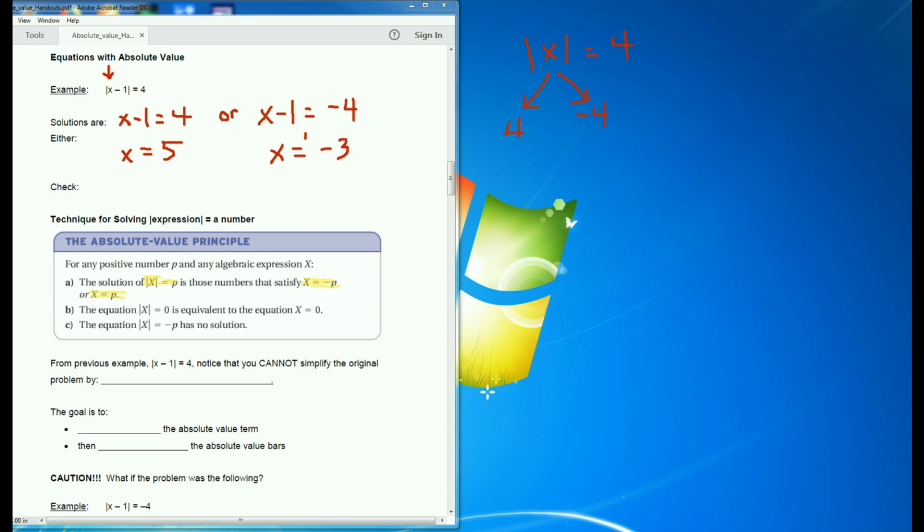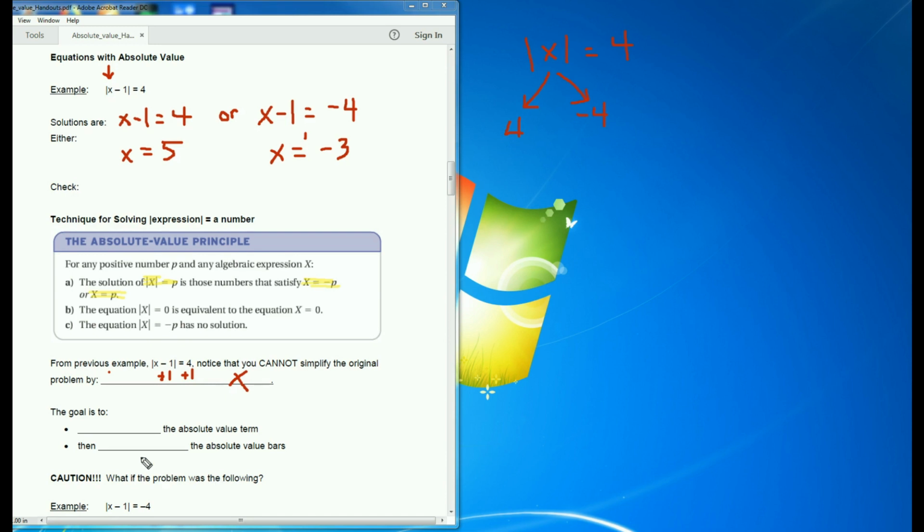So one comment is on what we just solved, absolute value of x minus 1 equals 4. Okay, you cannot start trying to simplify the original problem by just adding 1 to both sides. You can't jump in there and just add 1 to both sides. Okay, that doesn't work.